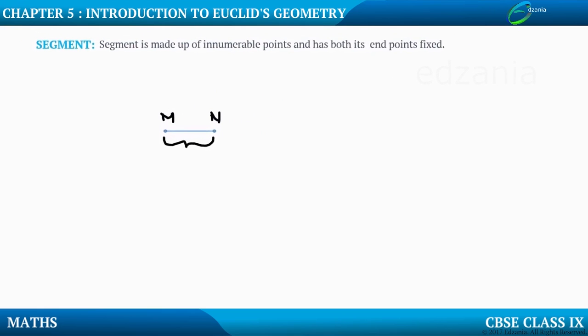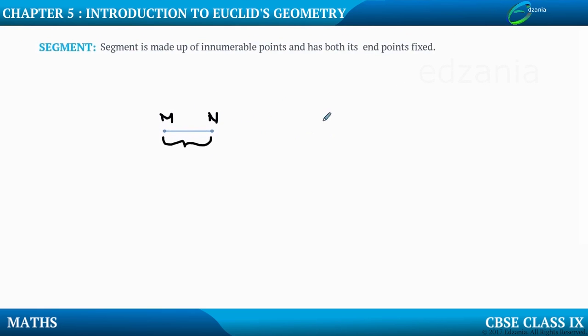So segment cannot be extended in this way. It cannot be extended in this way. It is fixed. The endpoints are fixed. That means it has a fixed length. We cannot change that. So again, to name a segment, we need 2 alphabets. Say for example, if I take 2 alphabets over here, say M and N, then I can say that this segment can be called as segment MN, or you can also call this as segment NM. That doesn't matter. You can call it as segment MN or you can say it is NM. It is one and the same.